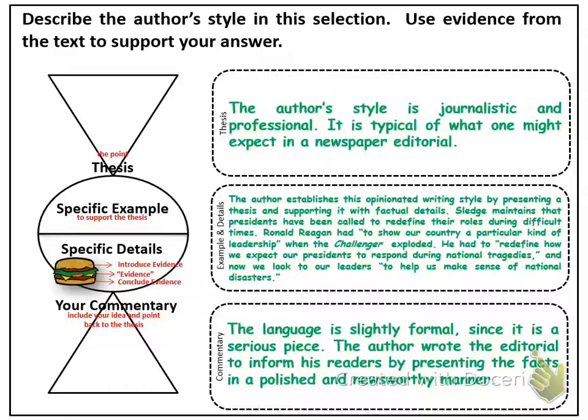This is where the good stuff is. The specific example and the specific details is where the candy sits. So we want to unwrap that for the reader. So my specific example is this. The author establishes this opinionated writing style by presenting a thesis and supporting it with factual details. Okay? There's my idea for my answer. Now, how do I back that up?